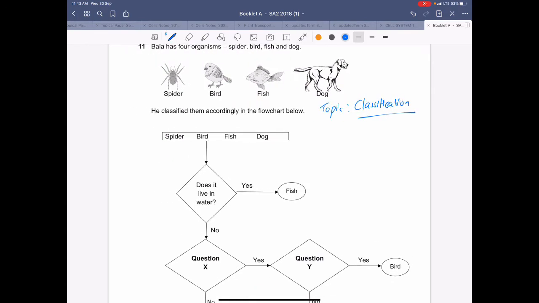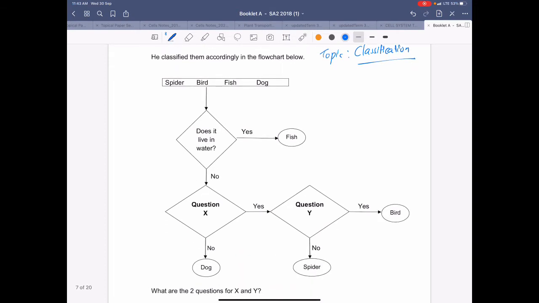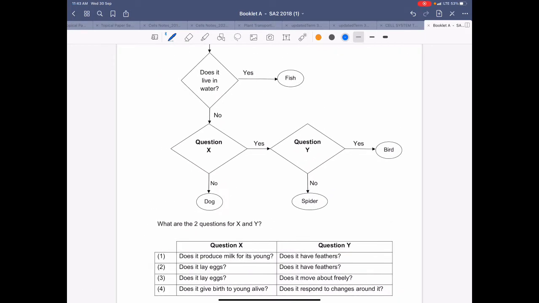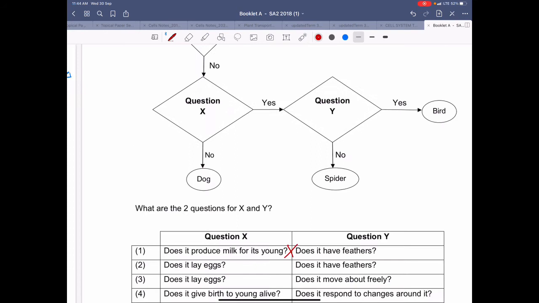So, for example, does it live in water? Yes, it's fish. What is remaining would be your spider, bird, and dog. Then they ask you, which question would you ask that the dog is a no, but yes for spider and bird? So then you look at the question. You should use the elimination method, which I'm going to show you how. So question X, does it produce milk for its young? The dog, it doesn't. Now, this is actually wrong, but you should justify why.